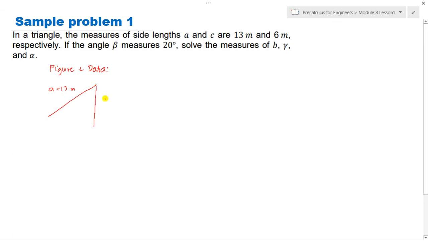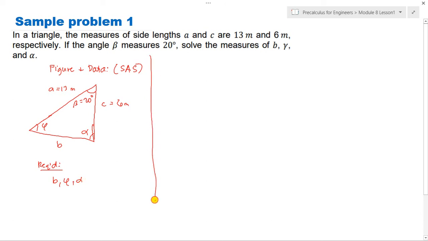So, this one is C equals 6 meters. A is longer. The remaining side is B, opposite beta. So that is beta equals 20 degrees. This is angle alpha and this one is angle gamma. So this is a side-angle-side condition of a triangle. Then solve the measures of side B, gamma, and alpha. So requirements: we're going to solve for side B, gamma, and alpha. So solution, let's solve first for side B.